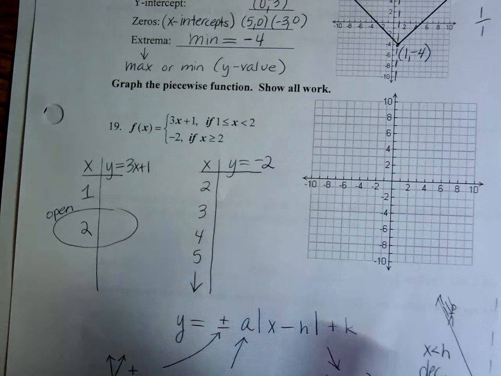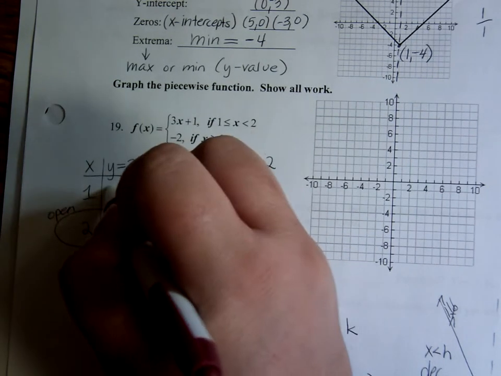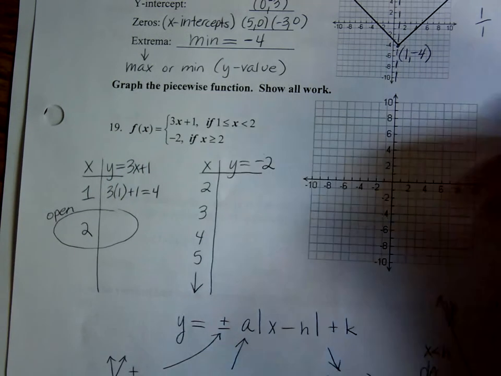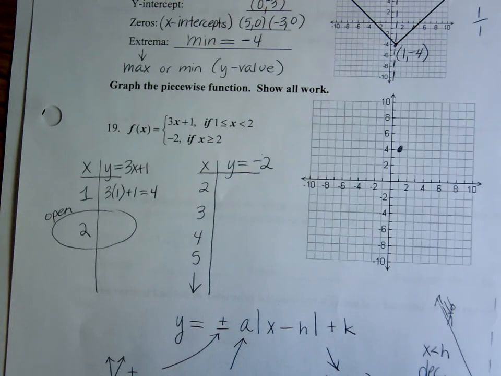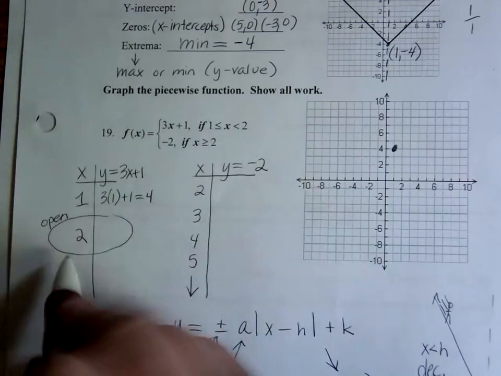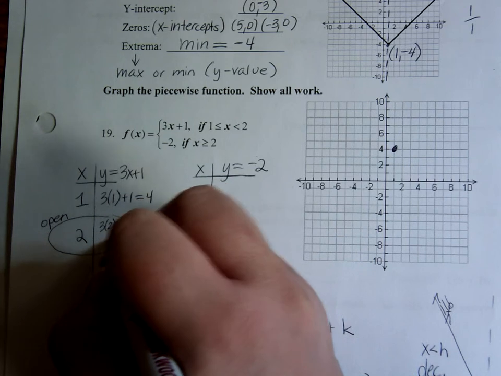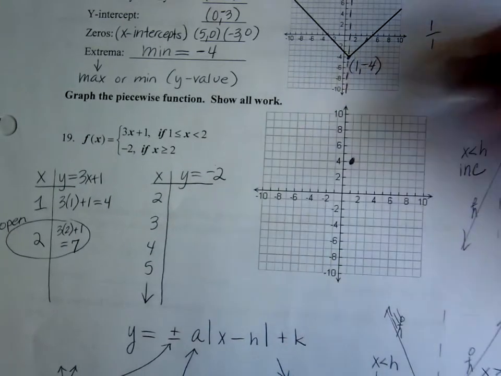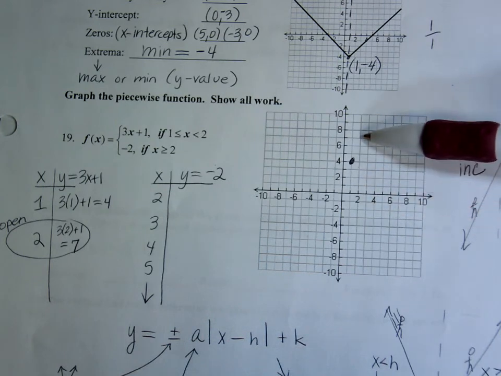So this one, the first piece, I'm going to plug in 1, and I get 3 times 1 plus 1, and that's 4. And I'm going to put a closed circle at 1, 4. That's right here. Then I'm going to go ahead and plug in 2, and I get 3 times 2 plus 1, which equals 7. And this is the open circle, so I go to 2, 7, and I put an open circle there.